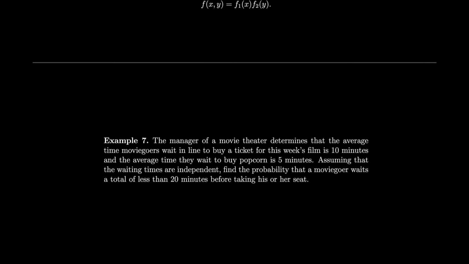So we'll use this pretty often to find joint density functions using our probability density functions that we already found in single variable calculus in section 8.5. So say the manager of a movie theater determines that the average time moviegoers wait in line to buy a ticket for this week's film is 10 minutes and the average time they wait to buy popcorn is 5 minutes. Assuming that the waiting times are independent, we'll find the probability that a moviegoer waits a total of less than 20 minutes before taking their seat.